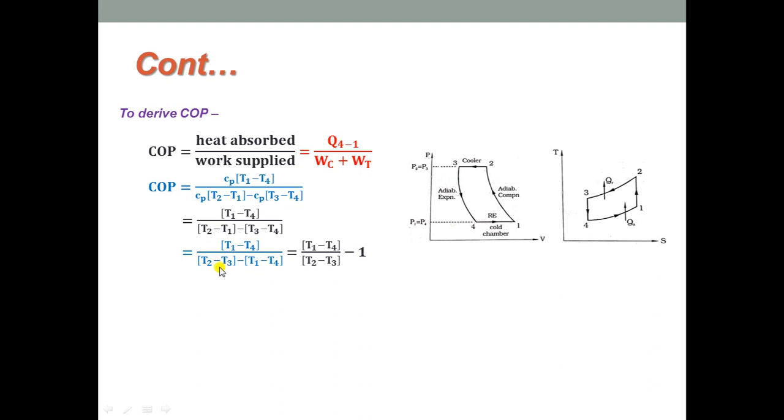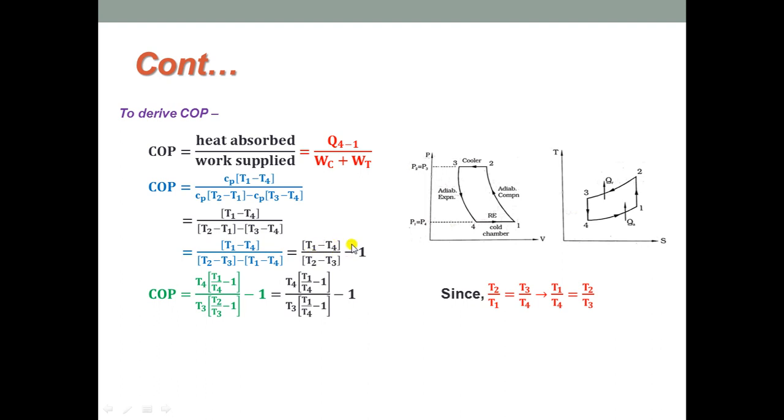Before that we are going to interchange the terms T1 and T3 here, and simplifying we will get T1 minus T4 over T2 minus T3 minus 1, and in this expression we take T4 common, so you will get T1 over T4 minus 1, and here we take T3 common, you will get T3 into T2 over T3 minus 1. What is the logic behind this? During the process 4 to 1, the minimum temperature is T4, and during process 2 to 3 the minimum temperature is T3. So in both cases the minimum temperatures are taken as common.